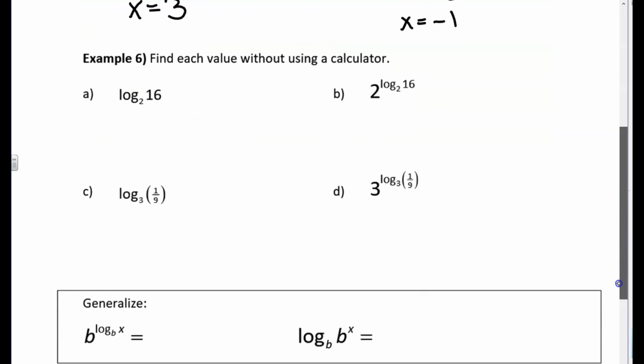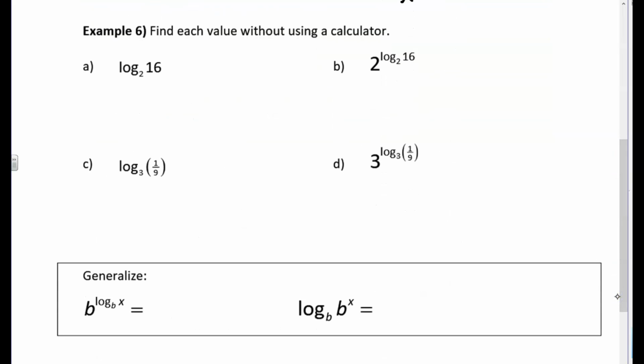All right. So here I want you to find each specified value without using a calculator. Again, set it equal to x. So we flip it around. I get 2 to the x equals 16. Well, 2 to the what gets me 16? X must be 4, which means the value of this thing here is 4.